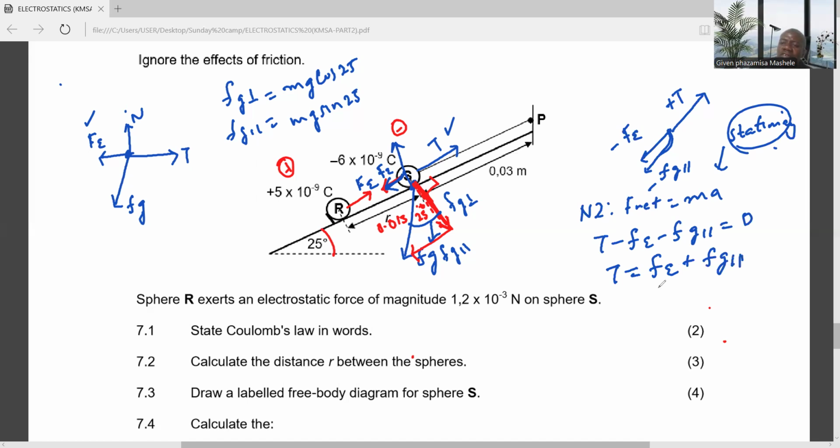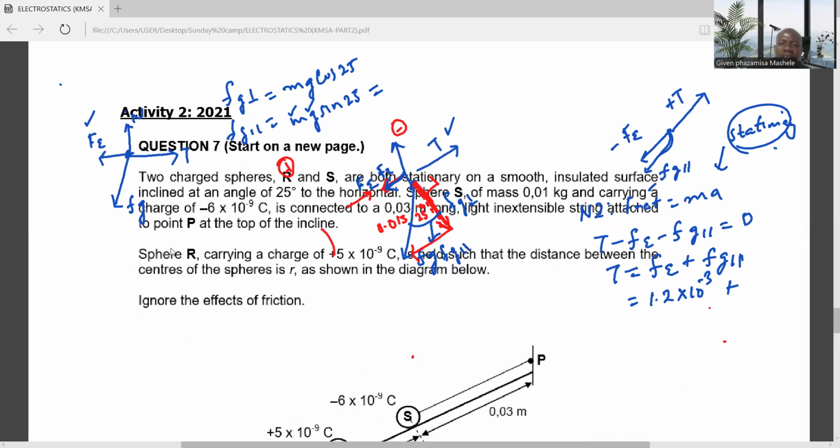And what is our electrostatic force? We do have a given: it's 1.2 times 10 to the power minus 3. Plus, what is our Fg parallel? Fg parallel is mass times 9.8 times sin 25. And what is the mass of sphere S? I think they gave us the mass of sphere S. It is 0.01. So let's now do the working.